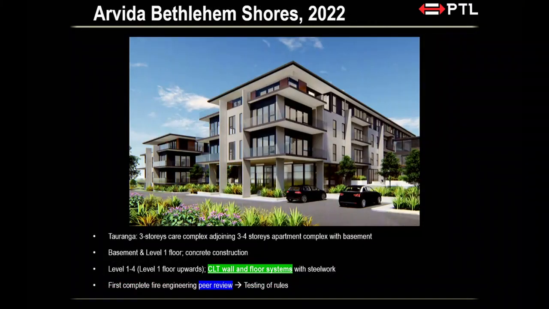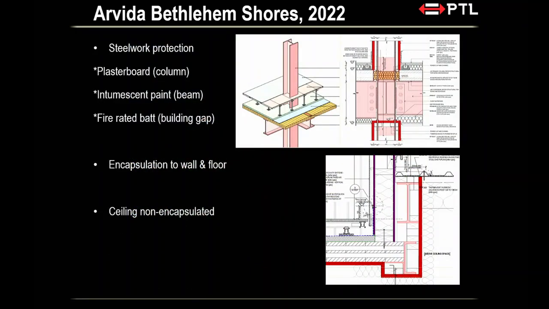Tough. Right, 2022 is when things get a little bit more serious for us. We are the peer reviewer for this Avida retirement village. What they're doing here is a 3-4 story retirement complex. They have a basement and level 1 made out of concrete. All the structure above, again, CLT wall floor system with steel work. Okay, so we're the peer reviewer of this, and it is very interesting because we now see a lot of complex steel and timber interface for this particular project.